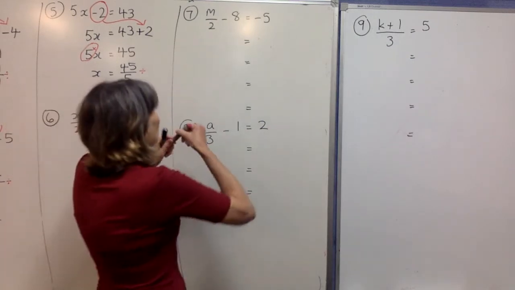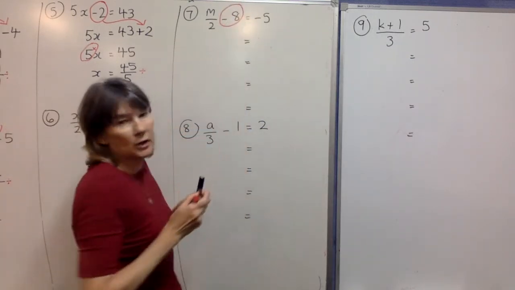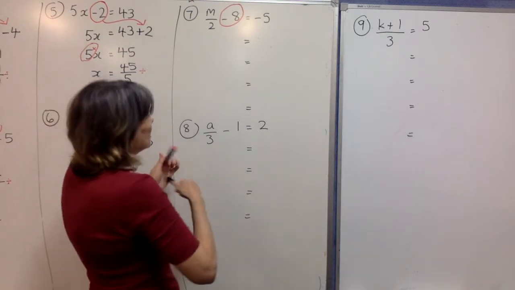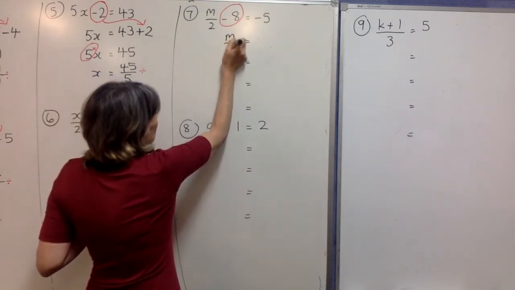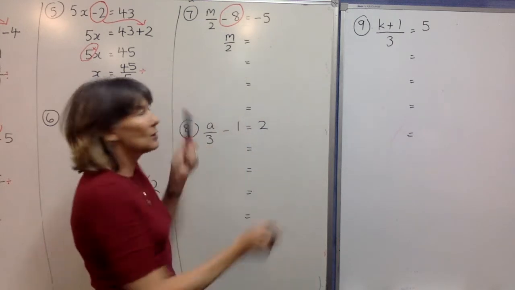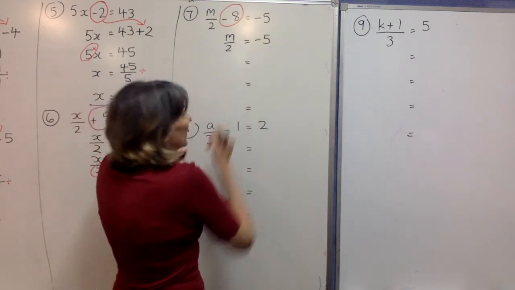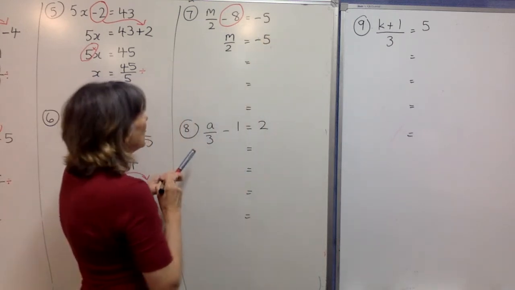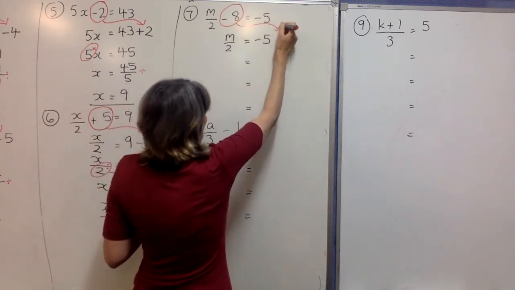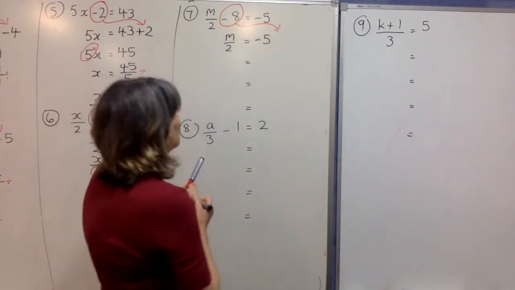So we're getting rid of the minus 8 first, not your best friend. That will leave you with m over 2. Copy the minus 5 down. And now we're doing the opposite of minus 8. Opposite of minus 8 is plus 8.